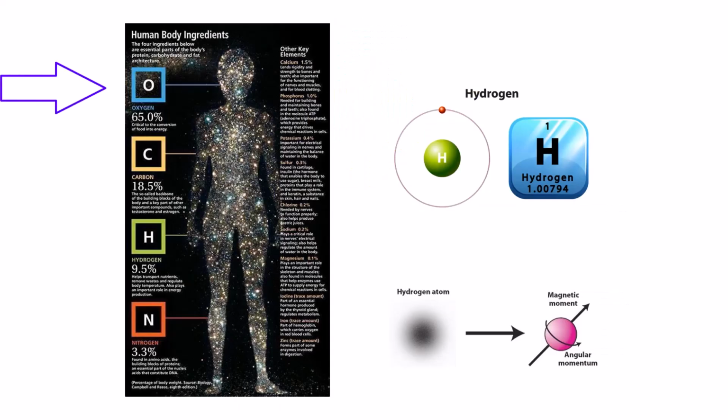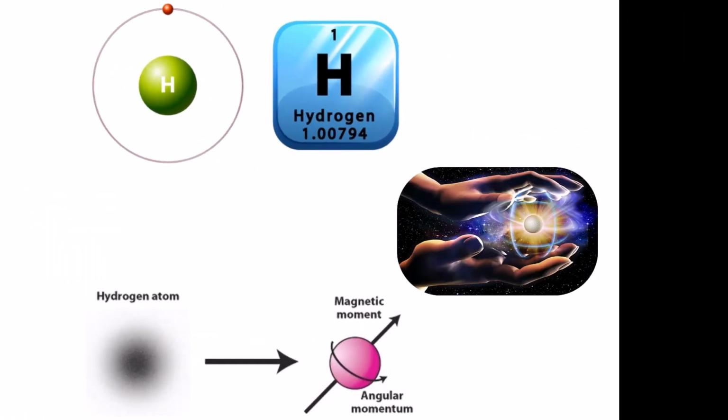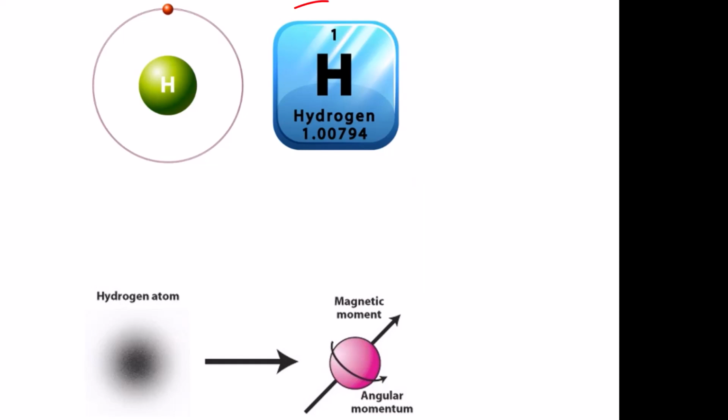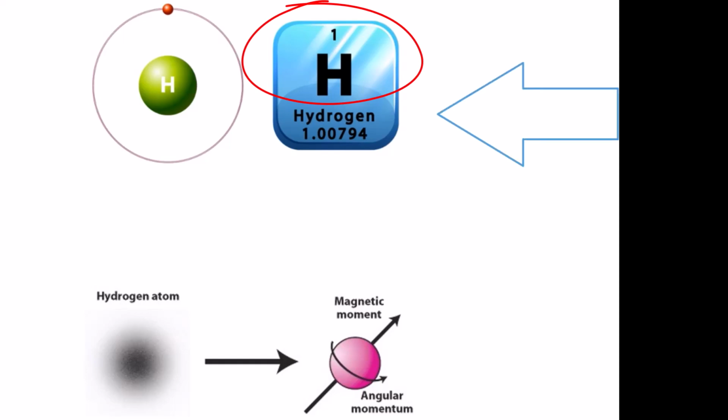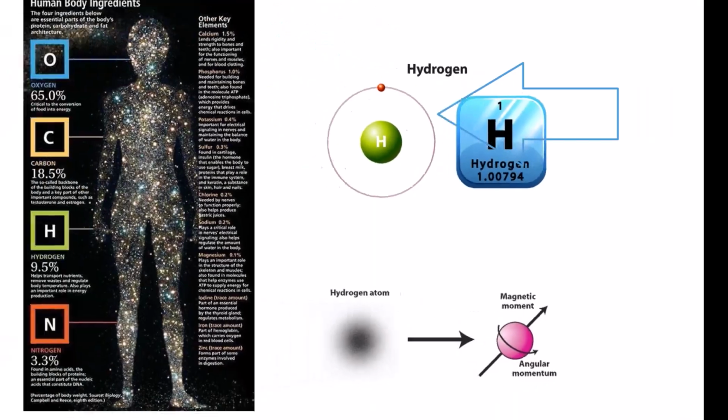Let's look at the ingredients in the human body. We can see that we have 65% of the body being oxygen, and about 18.5% being carbon, with 9.5% being hydrogen, and 3.3% being nitrogen. The hydrogen atom is the most abundant element in all of the universe. It is given the number 1 in the elemental table. It is composed of 1 proton and 1 electron.